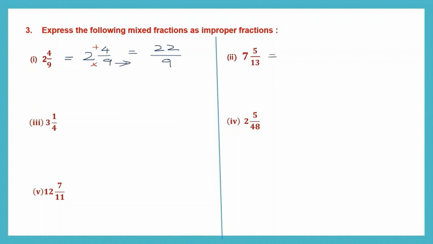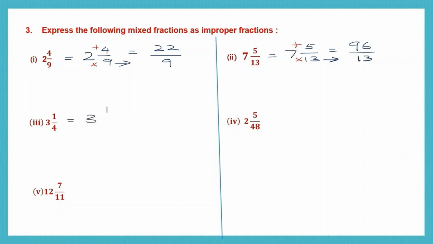7, 5 by 13. So let's write that. Now multiply the denominator and the natural number. 13 into 7. 7 threes are 21, carry 2. 7 ones are 7, 8, 9. So 91. Then we add 5. So 91 plus 5 is 96. So this is our numerator. 96 is the numerator and denominator is the same. That is 96 by 13.